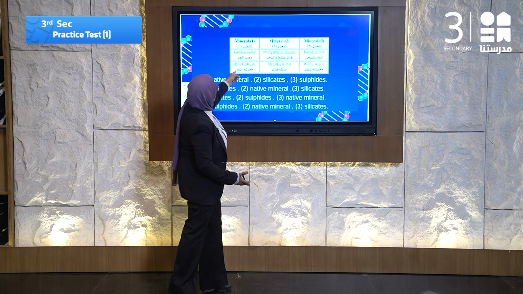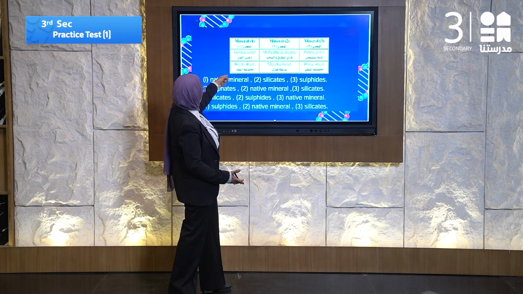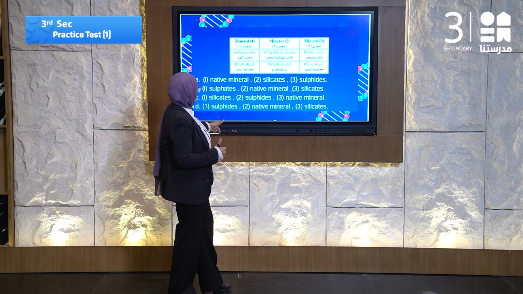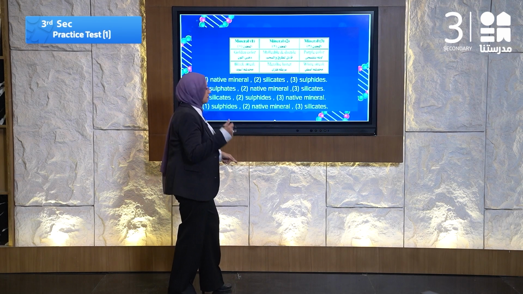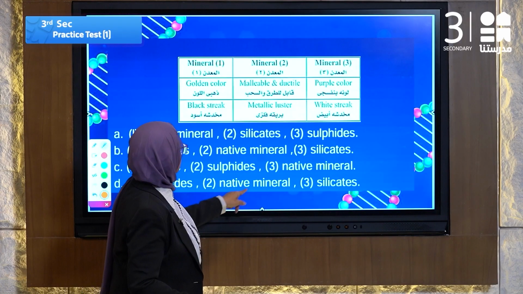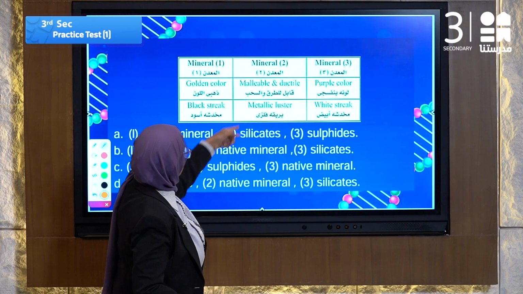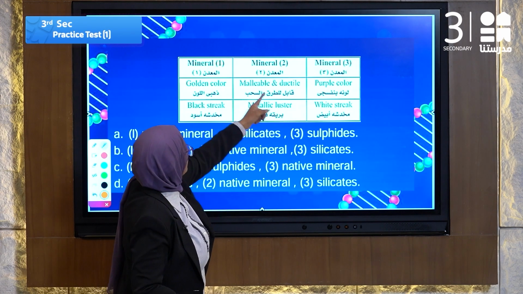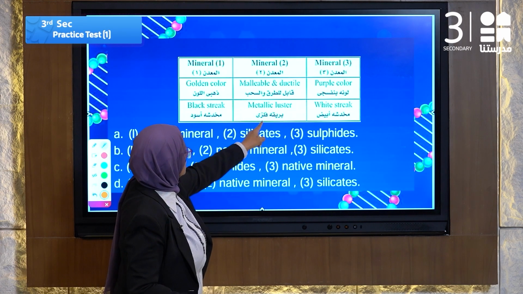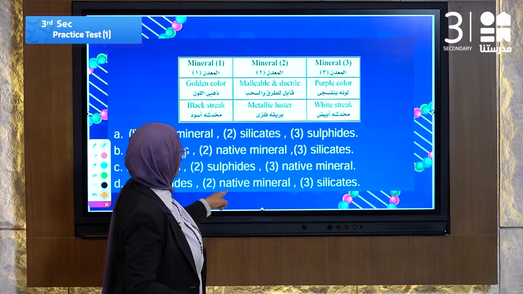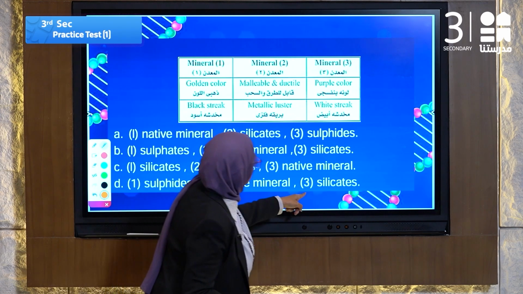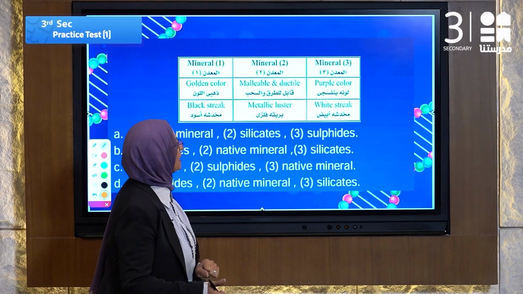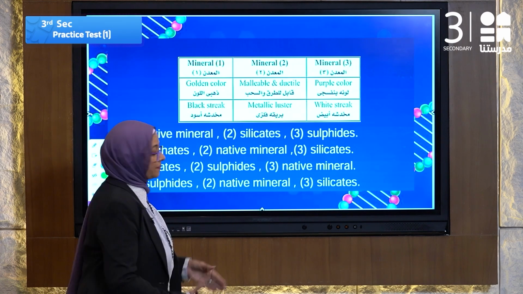Number 1, sulfides. Yes, golden color, sulfides. They make coal with it. 2, native mineral. Native mineral, yes, because malleable and ductile. Metallic luster, yes, it's a native mineral. 3, silicates, yes, silicates, because it has a purple color and white streak.